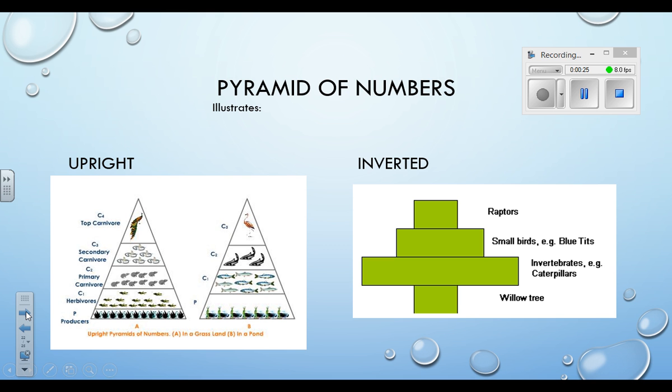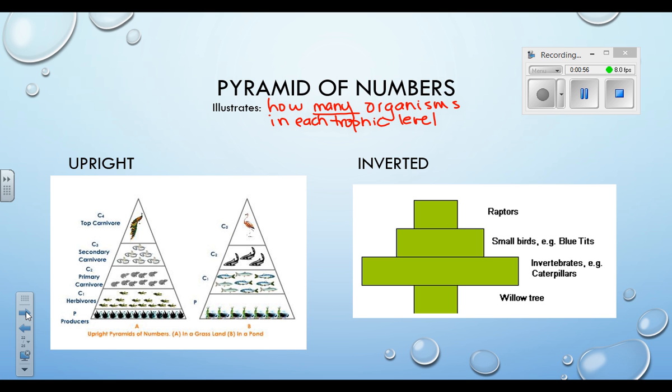A pyramid of numbers illustrates how many organisms are in each trophic level in a particular food chain. So I have 2 examples to illustrate to you how a pyramid of numbers might look.